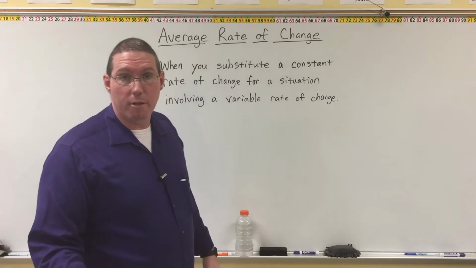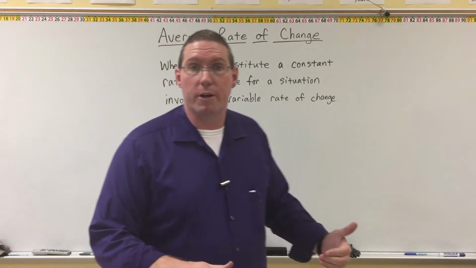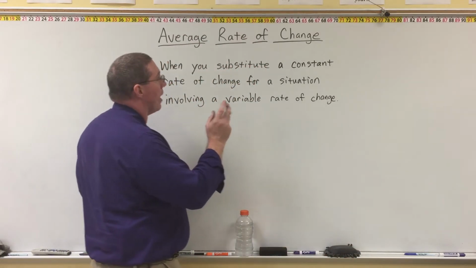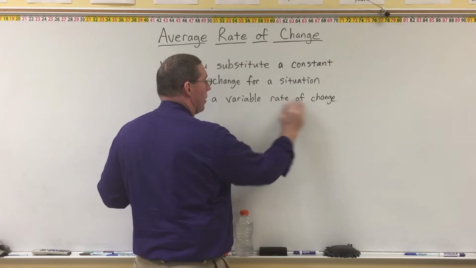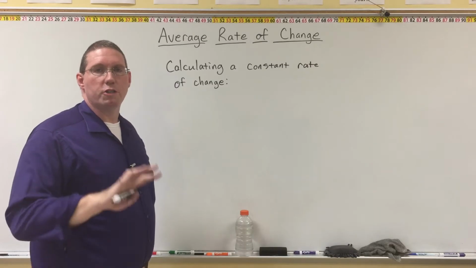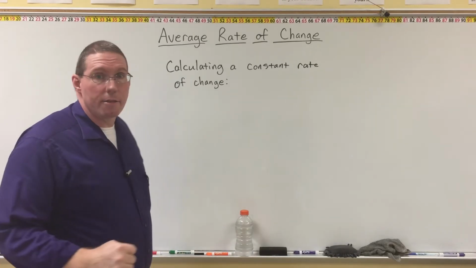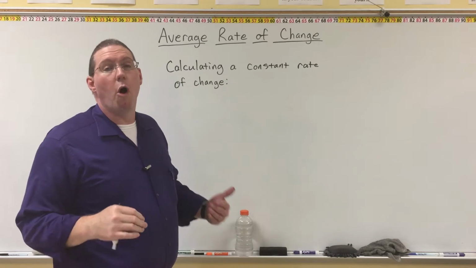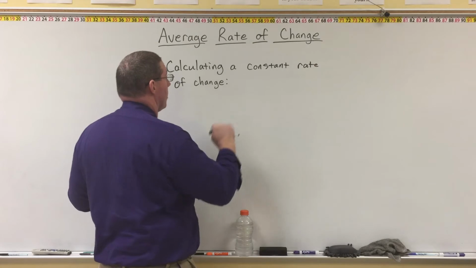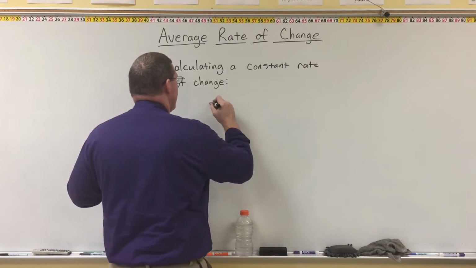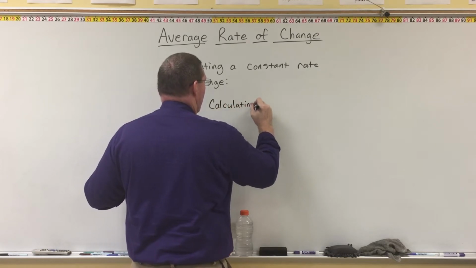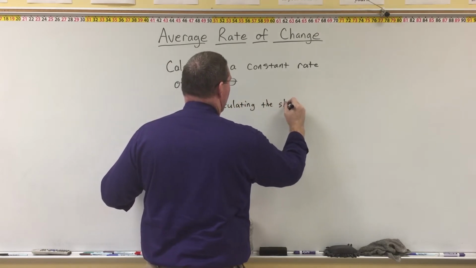So if you're not in a calculus class yet, or if you're just somewhere near the beginning of learning calculus, average rate of change can be really helpful for you to understand a complicated situation by using a simpler situation. All right, so I'm just going to go over how to calculate a constant rate of change, which is something that you already know how to do. You don't know that you already know how to do it, but you do. Very simply, calculating constant rate of change means calculating slope. That's it, calculating the slope of a line.